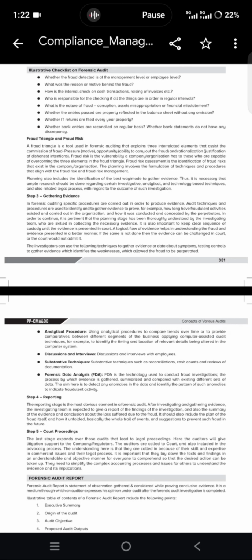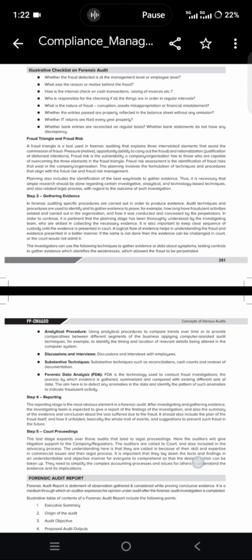A driver who uses a personal office car for his personal holiday trip is said to have misappropriated the asset. So, this is an example of asset misappropriation. This is the most common and prevalent fraud carried out by fraudsters. Next, financial statement fraud.